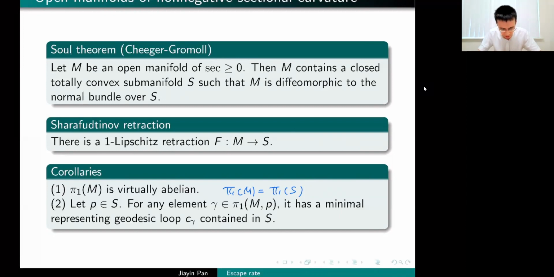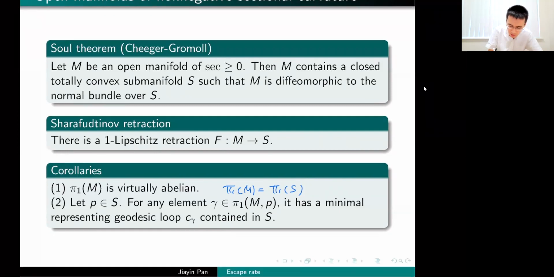Secondly, if we fix a point P inside the soul and consider the fundamental group based at P, pi_1(M,P), then for any element of this fundamental group, we can choose a loop based at P of minimal length. This loop will be a geodesic loop, and we'll just call it a representing geodesic loop. This corollary says one can always find such a representing geodesic loop contained inside S.